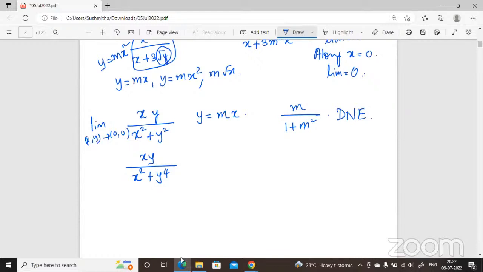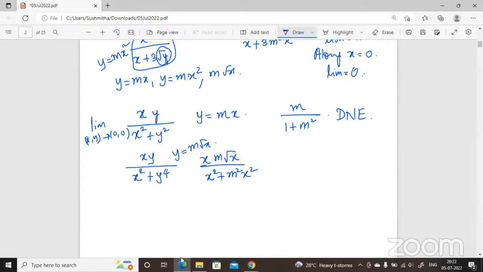Y is equal to m root over x. Yeah, but then the numerator is not going to be affected by that. No, I mean, I'm not going to get... what? Like I'll get x m square root of x by x squared plus m squared x squared, right? If I put y is equal to m square root of x. So this is not going to help me, right? Okay, yes. So what other approach can we do?